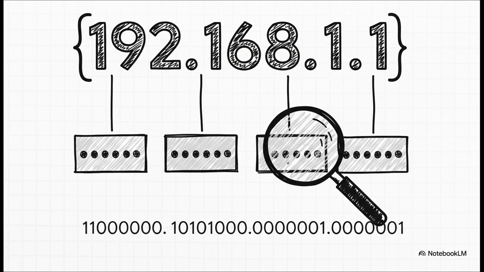That address, 192.168.1.1, that's for us humans. It's easy for us to read. Computers, they don't see that at all. They see a long string of ones and zeros. See, the address is broken up into 4 parts called octets. Each one is 8 bits long, giving us 32 bits in total. That binary string at the bottom, that's what the computer is actually working with.